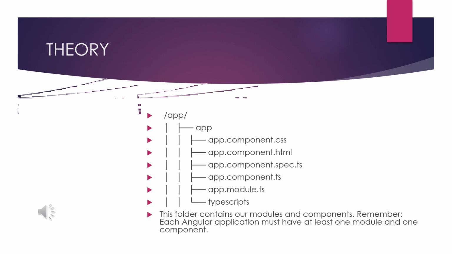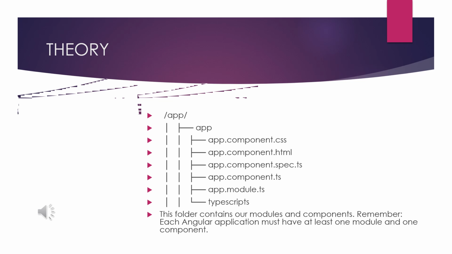App component is the only component which we know very well. Inside the app directory, we are creating the app component HTML file, app component CSS file, app component spec TS, app component TS, and app module TS, and the TypeScript files if needed. So app component is mainly the basic root component of the project application. The app component HTML file will be shown to the user on the website, and all the backend integrations will be done in the app component TS file.